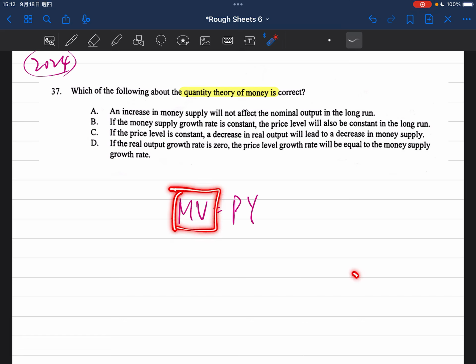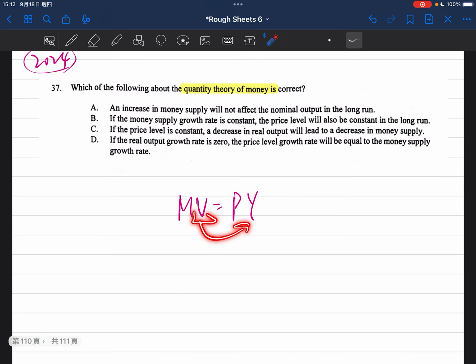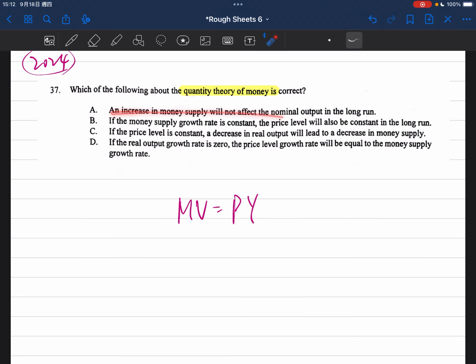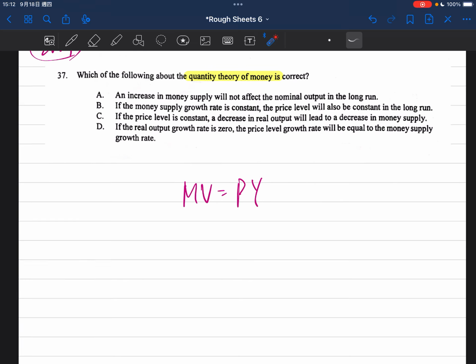So if we have more velocity of money circulation, we will produce more nominal GDP, because we have more production. We pay more times of this $100 for more production of goods and services. So this will affect the nominal output. Yeah, so let's see the options. P means price level and Y means real GDP, or the real output.